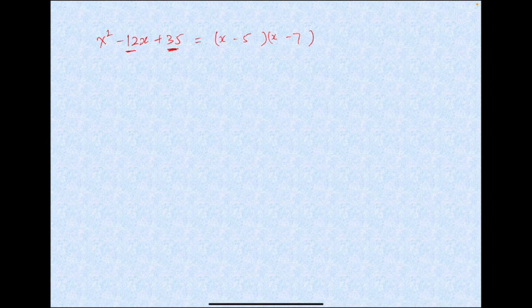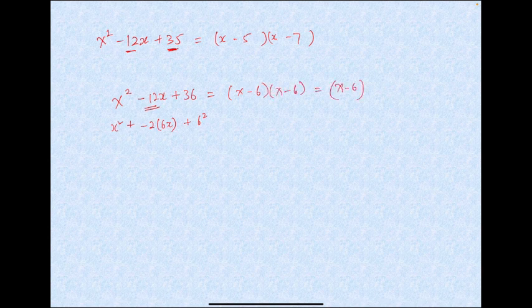Then, let's think about perfect square. If I gave you x squared minus 12x plus 36, you can see that the 12x is actually made out of minus 2 times 6x, correct? 36 is 6 squared, and that's x squared. So therefore, perfect square, this is x minus 6, or x minus 6 squared. Alright, this is perfect square.